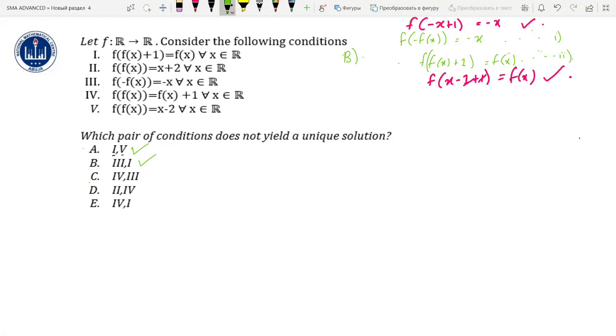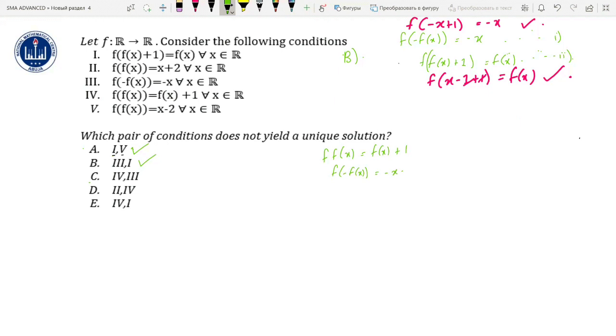So now option C is where things start getting a little bit tricky. So option C now, what are the two properties or two conditions there? IV and III. IV is f of x is equal to f of x plus 1. And III is f of minus f of x is equal to minus x.